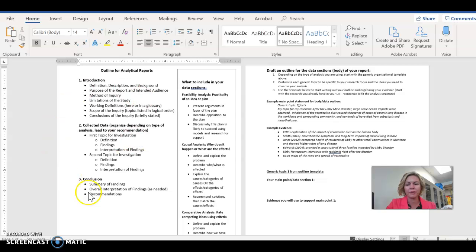So over here on page 1 is a generic outline for an analytical report that's directly from our textbook chapter about analytical reports. It outlines all the major parts that you should include in your introduction, and then it calls the body of your report a data section. So what I want to point out here is that depending on the type of analysis that you're going to do, feasibility, causal, or comparative analysis, that will determine what you do in this body section.